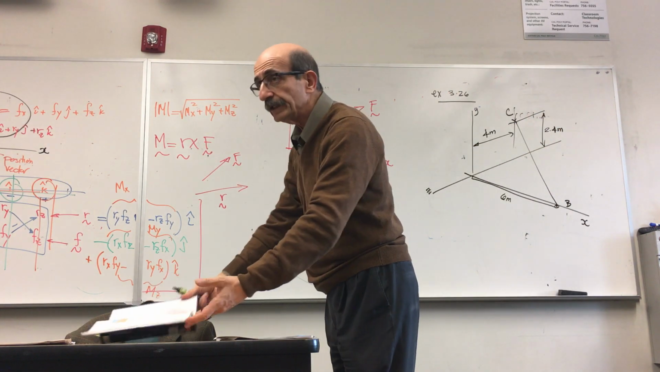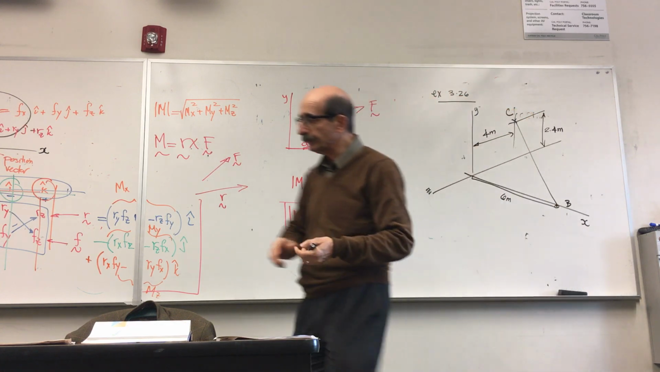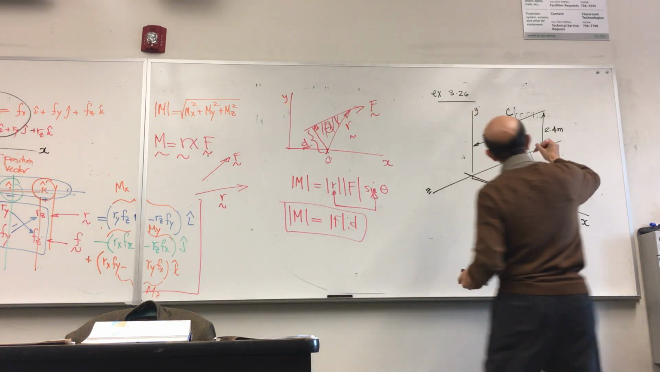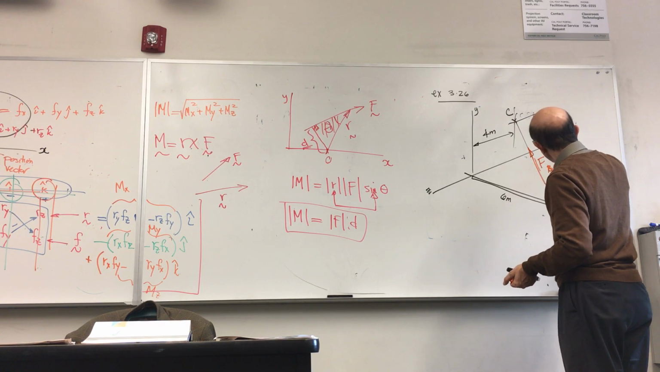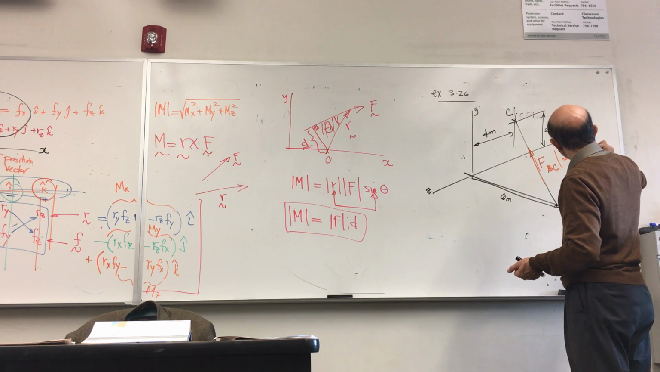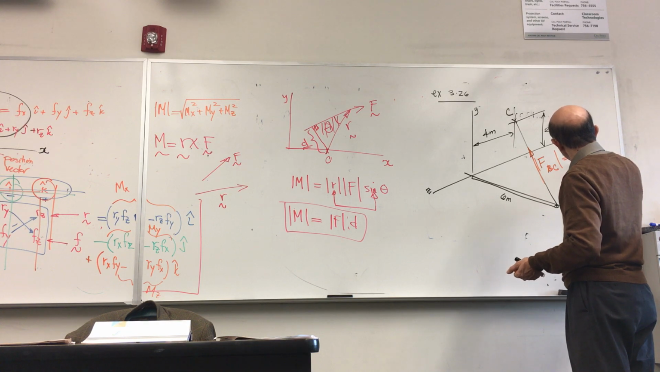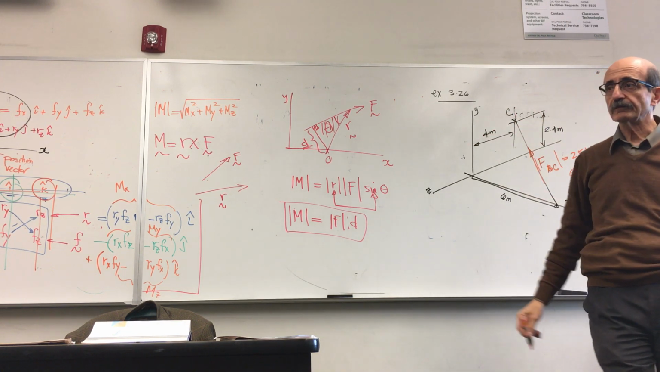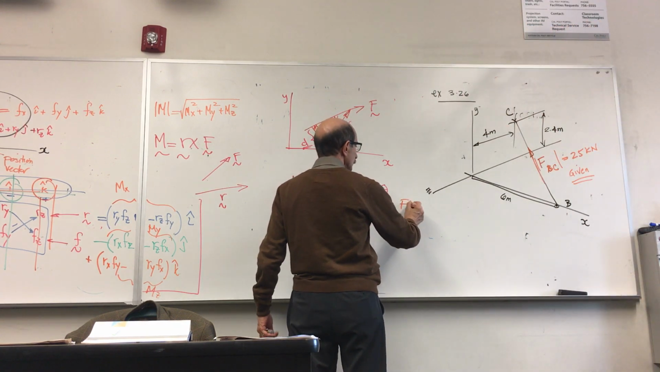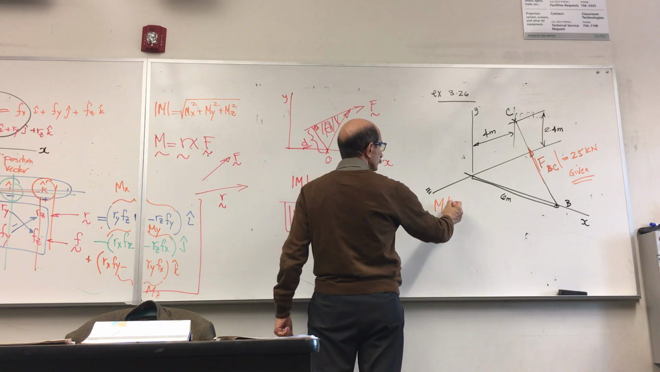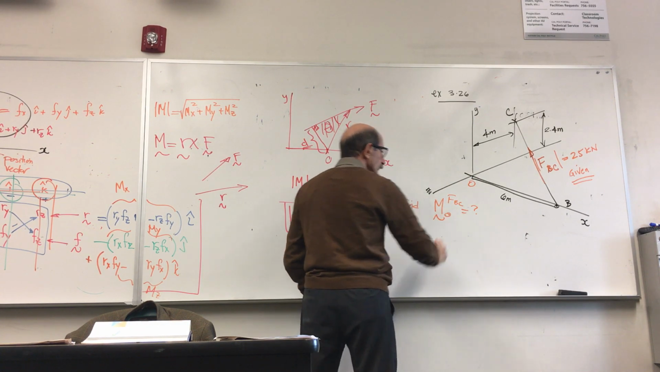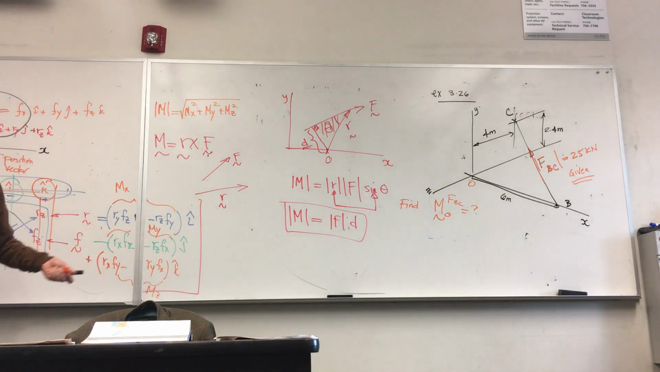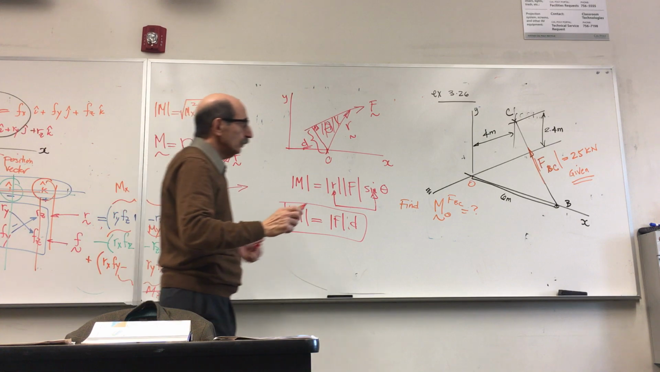We know this cable is exerting a force of 25 kilonewton along this cable. In other words, the force BC acting along this cable is given as 25 kilonewton. So this is the problem given. What we want is to find the moment of that force BC about point O. So we just want to know how that force rotates that object about point O. Or in other words, find the moment of that force about point O. So this is a 3D problem again.